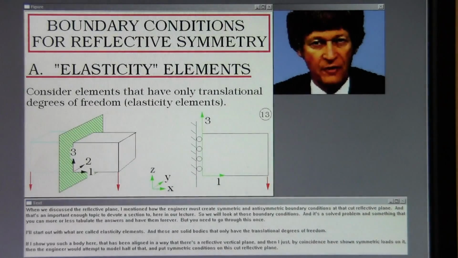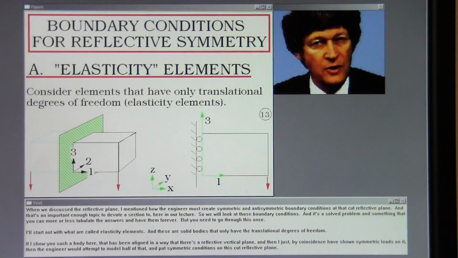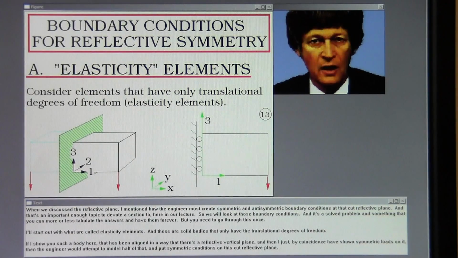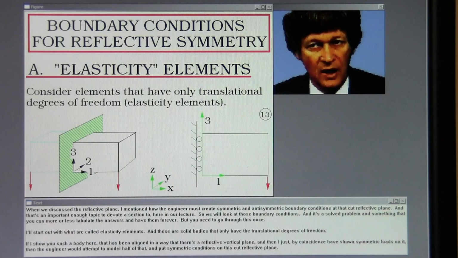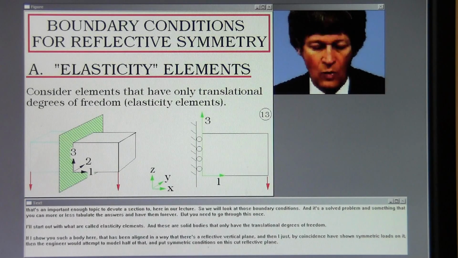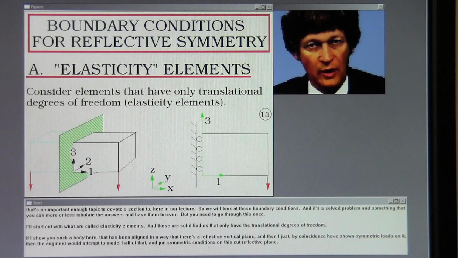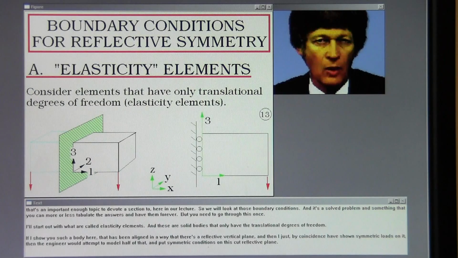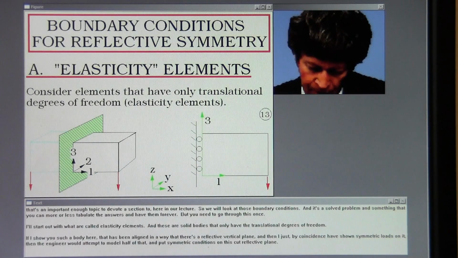When we discuss the reflective plane, I mentioned how the engineer must create symmetric and antisymmetric boundary conditions at that cut reflective plane. And that's an important enough topic to devote a section to here in our lecture. So we will look at those boundary conditions, and it's a solved problem and something that you can more or less tabulate the answers and have them forever, but you need to go through this once.